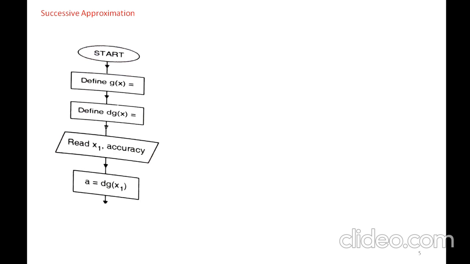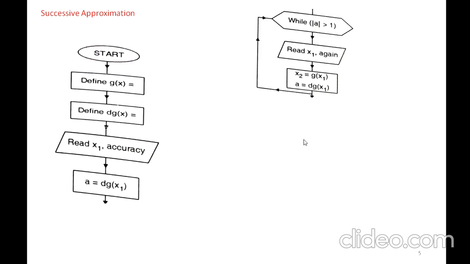Then we will check the convergence condition. The convergence condition is A, which is given as dg of x1. It means we have to evaluate the first derivative of g of x, in which we replace x by x1. Then if A is greater than 1, we have to search for another initial guess, because this is the divergence condition and we need the convergence condition.